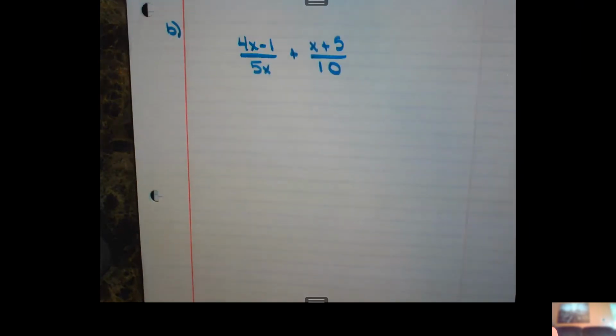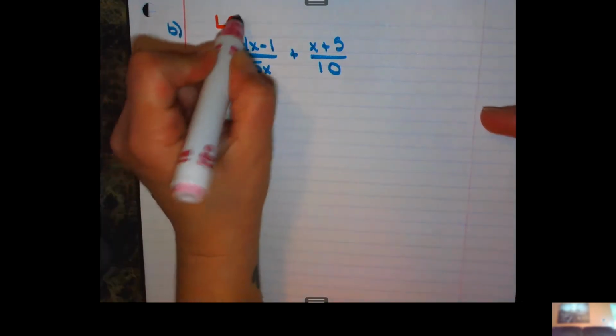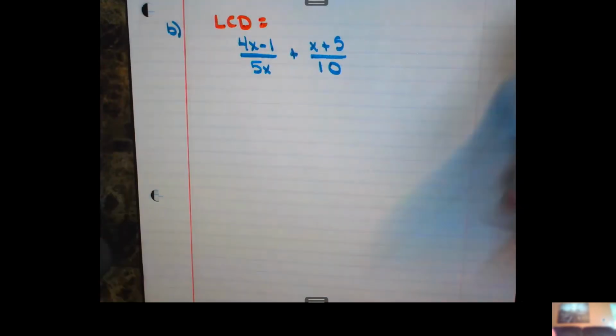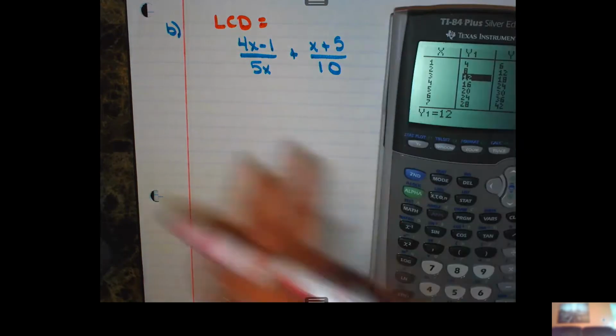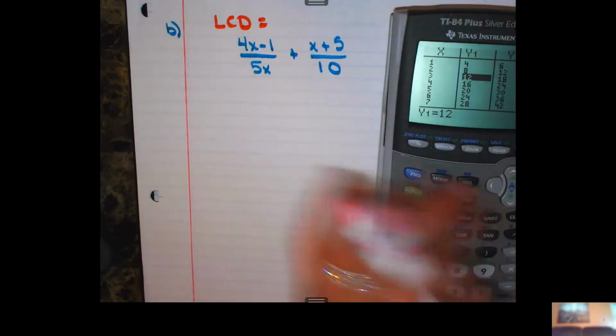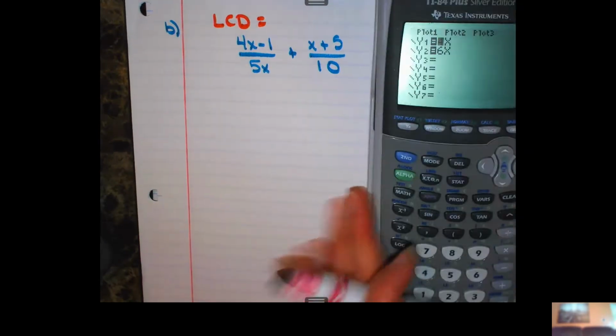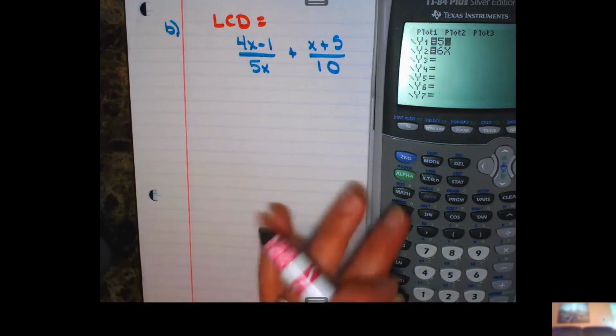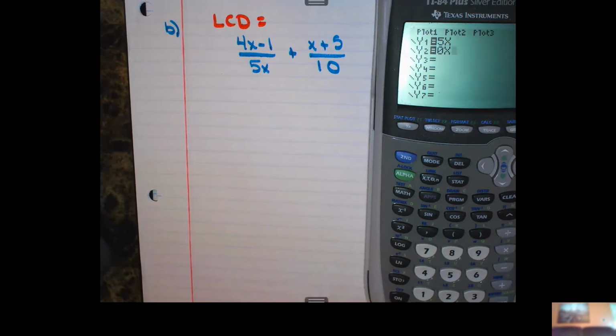First thing we need to do, step 1, is to find the LCD. So we need the common denominator. So I'm going to write LCD equals. Well, first of all, I look at my numbers. I've got a 5 and a 10. I'm ignoring the x for now. I can go to my calculator if I want to be lazy and put in 5x and 10x.